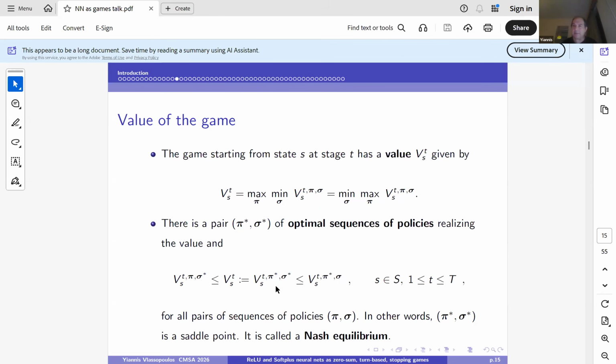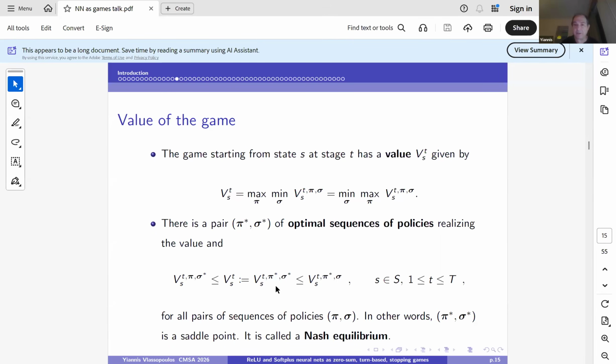And actually, now you have to prove that this saddle point, Nash equilibrium exists, and that was proven by Shapley. All these things generalize the Bellman equation that you have in the Markov decision process. You should always think that if you only have one player, so if you only have pi or only have sigma, then everything becomes just a Markov decision process.